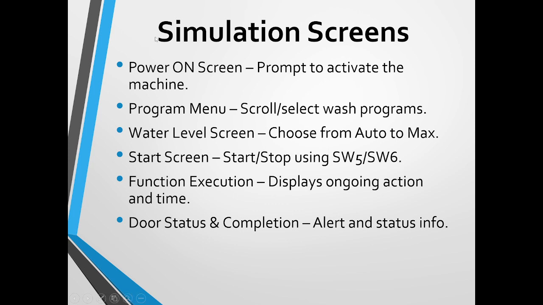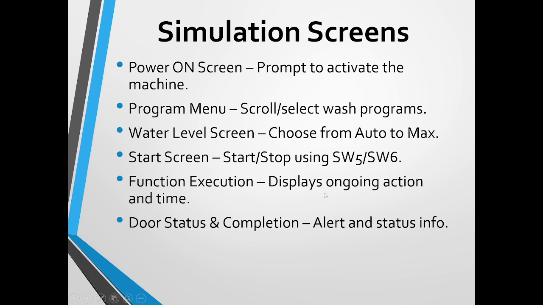So the simulation screen includes the LCD display which shows the different statuses of operation, like the power on screen which prompts to activate the machine. Then the program menu, where we need to scroll and select the wash programs. Then the water level screen, where we choose the water level from the different options available. Then the start screen, where we show the status of the machine or operation. Then function execution displays the ongoing action.